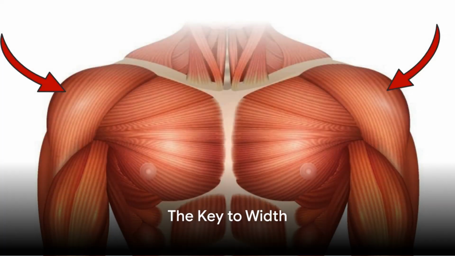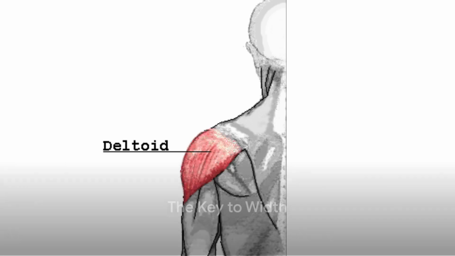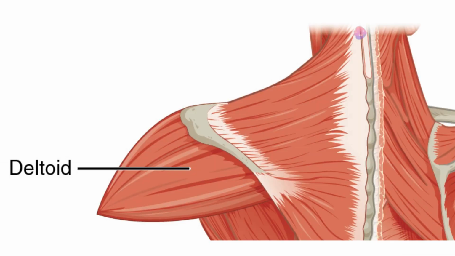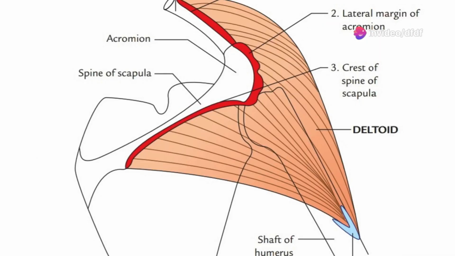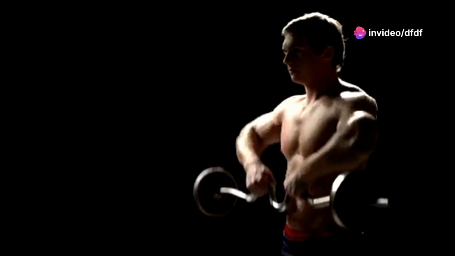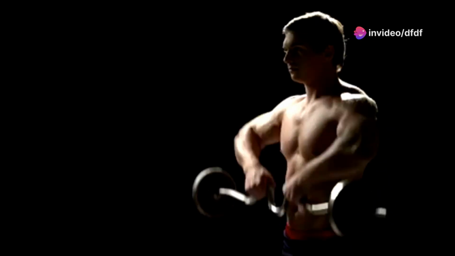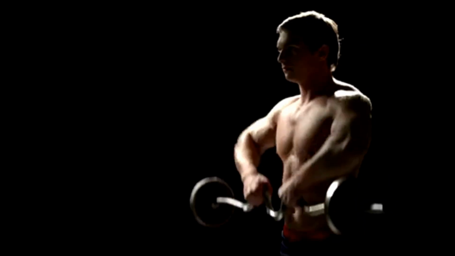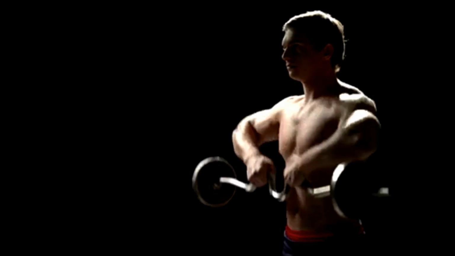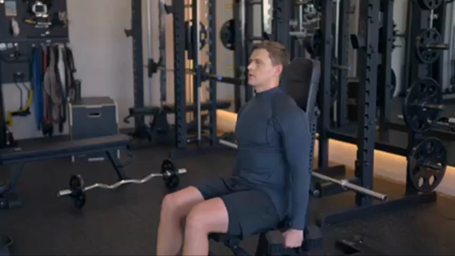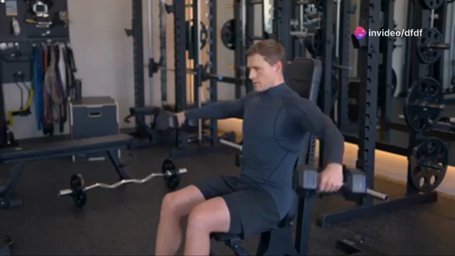Want wider shoulders? Focus on your medial delts. The journey to achieving that coveted, broad-shouldered look isn't just about increasing muscle mass, it's about strategic targeting. Among the most effective exercises for widening those shoulders are lateral raises and upright rows, both honing in on the medial deltoids. Let's talk lateral raises first.